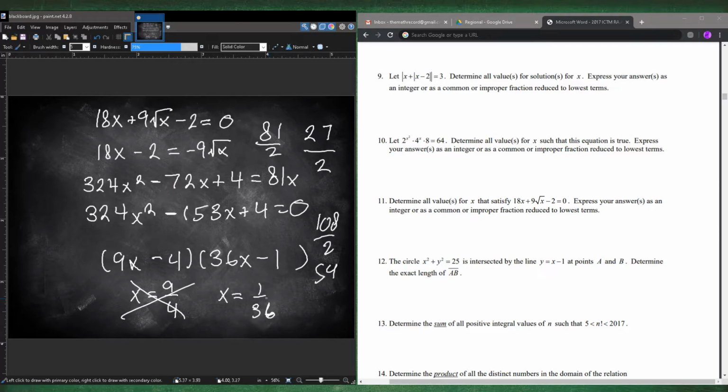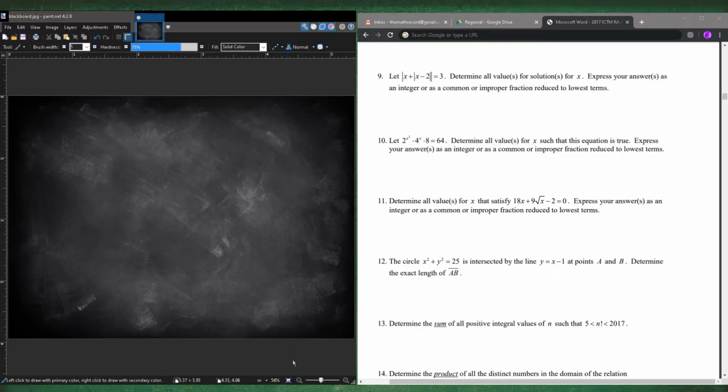Now, if you have 1 over 36, you can plug it in. So 18 divided by 36 is 1/2, and the square root of 36 is 1 over 6. 9 divided by 6 is equal to 3 over 2. 3 over 2 plus 1/2 is 4 over 2, which is equal to 2. 2 minus 2 is equal to 0. So this answer is true. So the only answer is 1 over 36. And that's one way to solve it. But you have such big numbers, as you see, I got confused a bit.